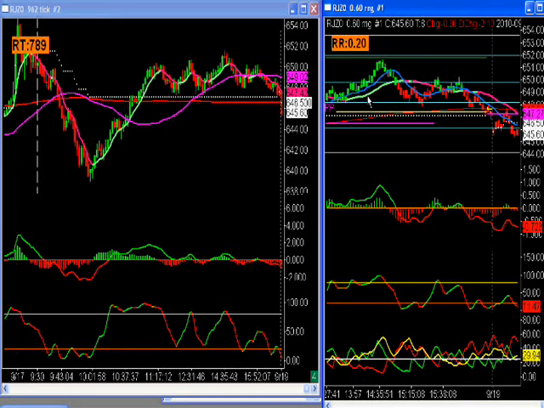And once the first target's hit on any of these, again, I suggest moving your stop to your entry or a tick better than your entry. So then you're sitting there totally risk-free.